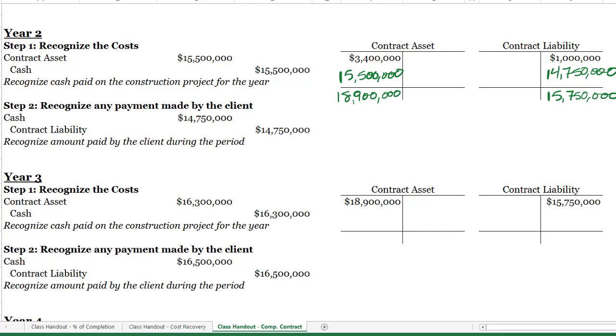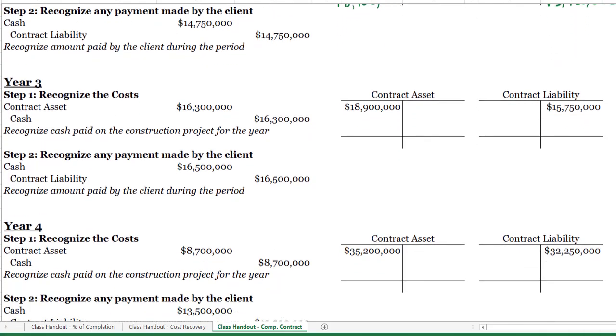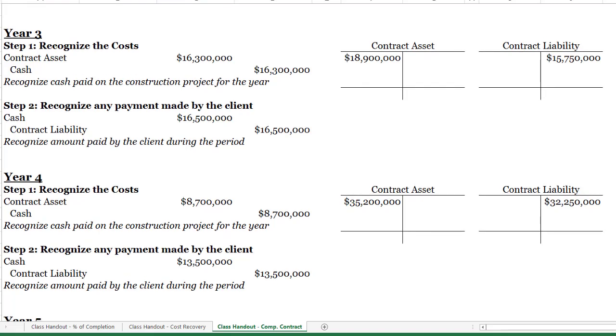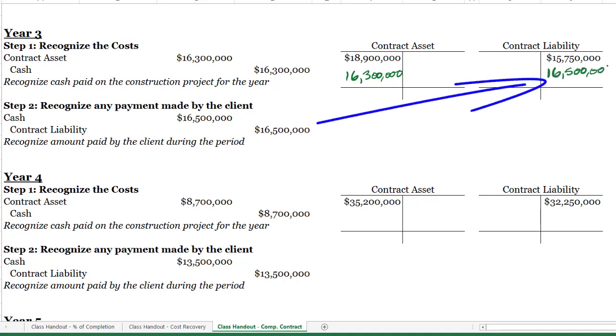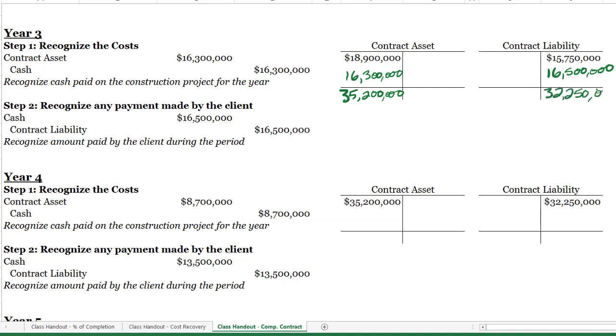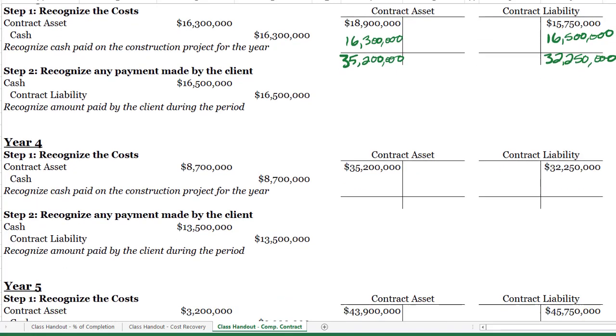I don't meet the qualifications. So that's year 2. Year 3, again, same entries. I recognize my cost, put it in the contract asset, contract liability for whatever the state pays me. So 16.3. And then I bring this 16.5 over here. And I end year 3 with a balance of 35,200 in my contract asset. And my contract liability is 32,250. So if nothing else, at least my assets are growing a little bit faster than my liabilities. So at least I'm not showing really big liabilities and no assets to offset them. So that's really the one benefit we've got here under this new revenue recognition method.